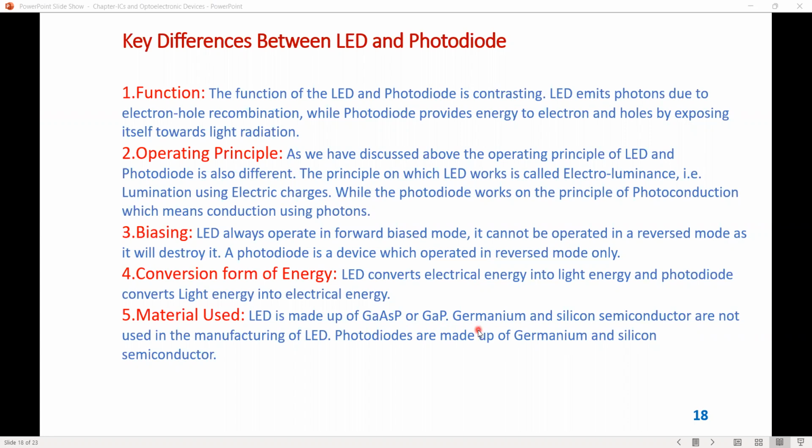So germanium and silicon semiconductors are not used in the manufacturing of LEDs. We don't use germanium and silicon for them; we use them for the PN junction diode. For the LEDs, we use these materials, GaAsP or GaP. But on the other hand, photodiodes are made up of germanium and silicon semiconductor. So you need to go through it to understand the difference.